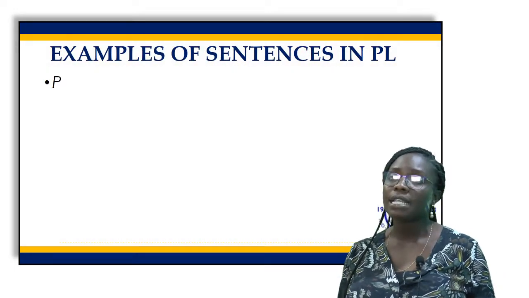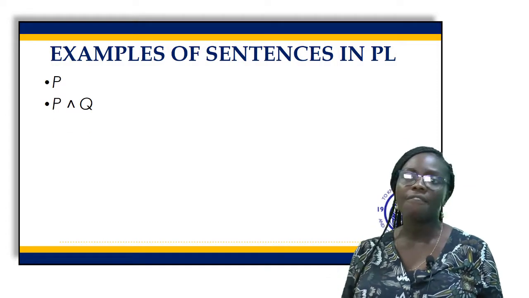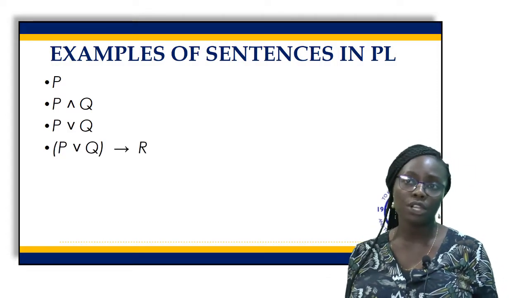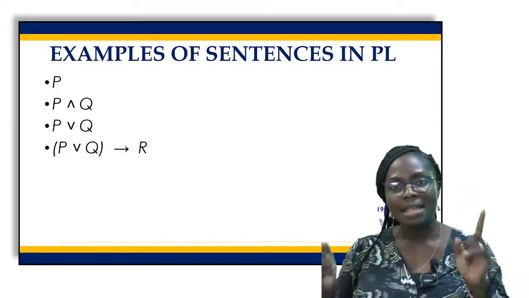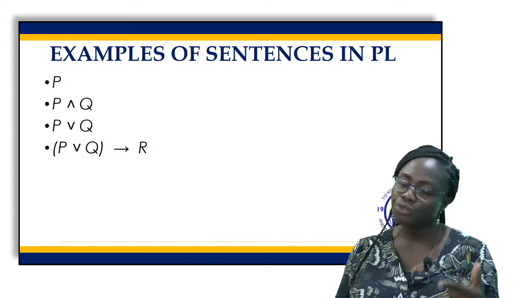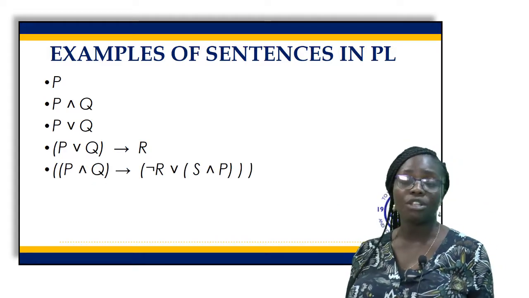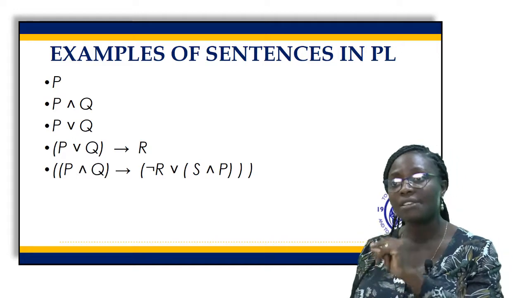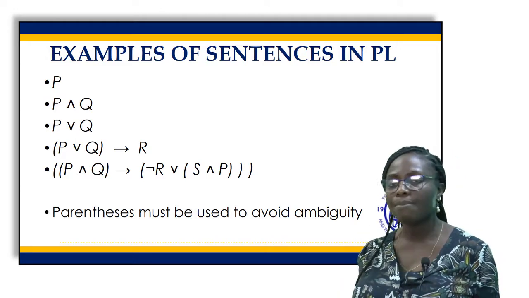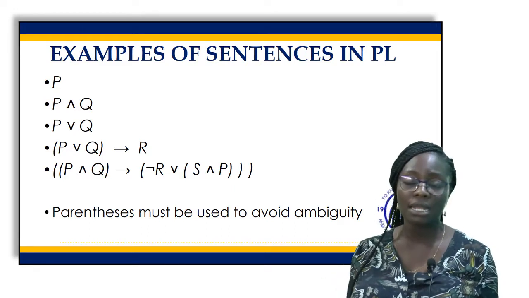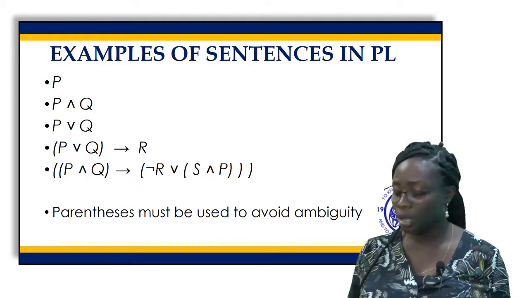Examples of sentences in propositional language. So you can have P, you can have a P and a Q, you can have a P or a Q, you can have a P or Q implying an R, and the result of that could be true or false depending on how you build your truth trees and then the truth values of those individual sentences. You can use parentheses to avoid ambiguity when you are constructing very complicated sentences in propositional logic.